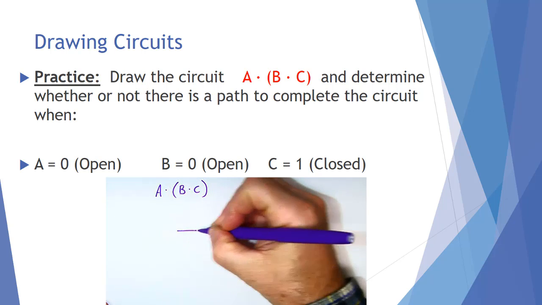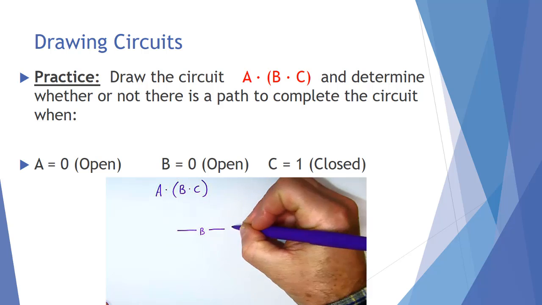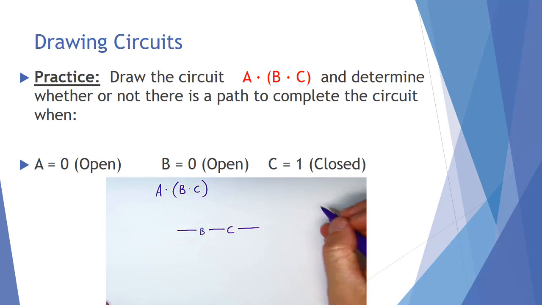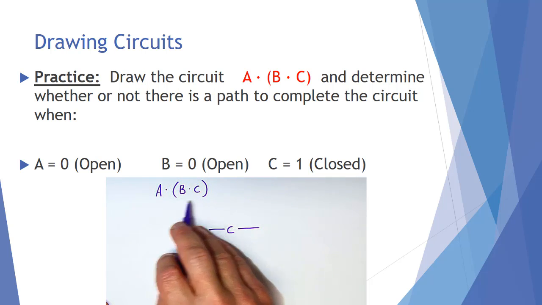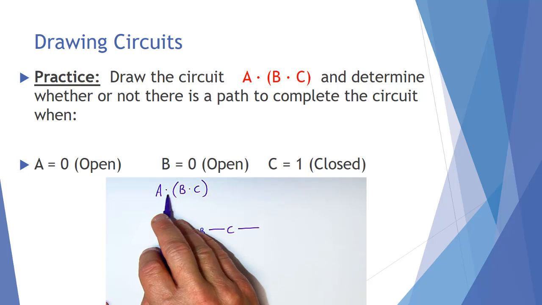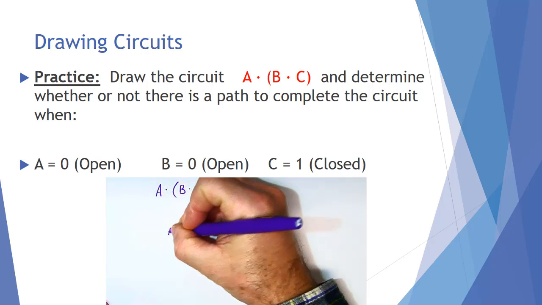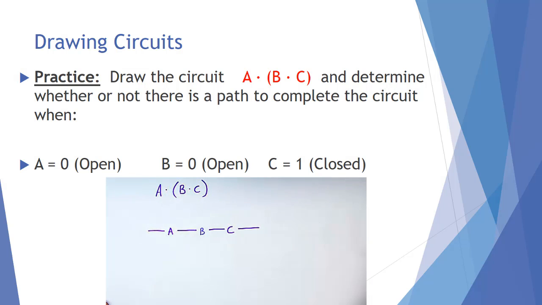Well, we would start out by drawing B and C in series. That takes care of our parentheses. Now A is in series with that pair, so we would put A out in front, and you'll say, hey, that's the exact same thing we had a minute ago. Yeah, it is. The parentheses make no difference here.